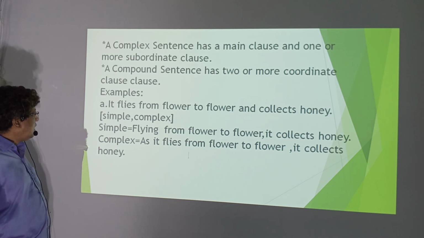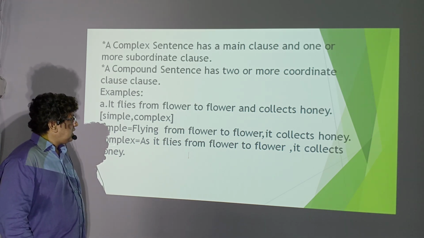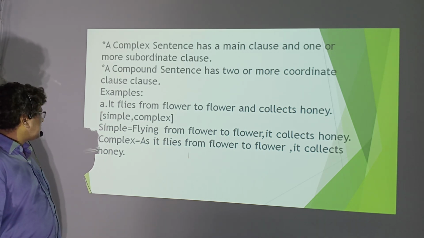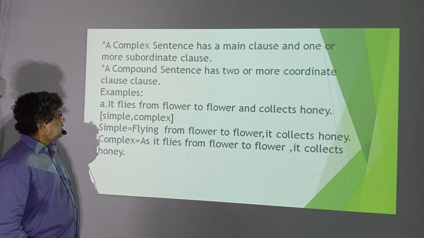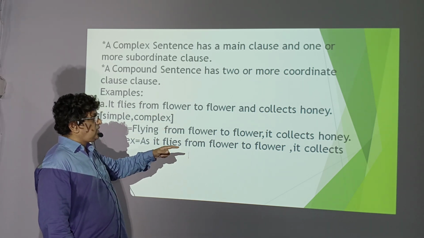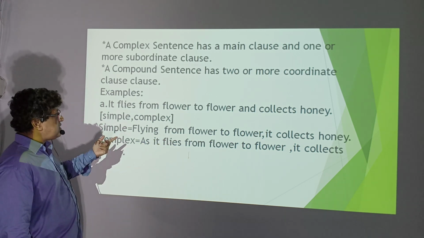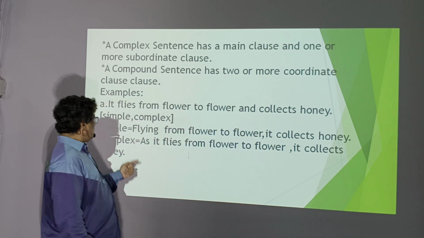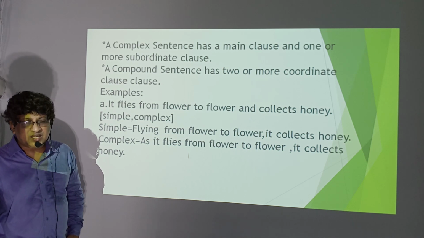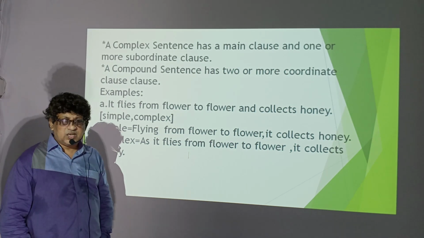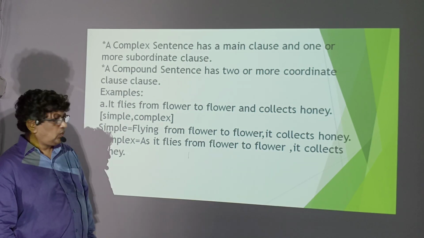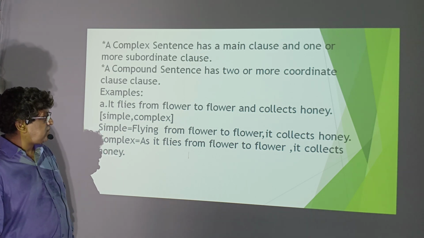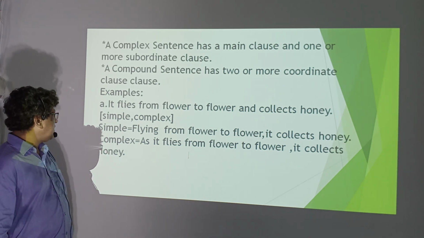Now, second one, complex sentence. As it flies from flower to flower, it collects honey. So here we find that the two clauses remain, but the structural pattern has changed, because instead of and we have used it, and here at the beginning of the sentence we have used as, so we have made it a complex one. As it flies from flower to flower, it collects honey.